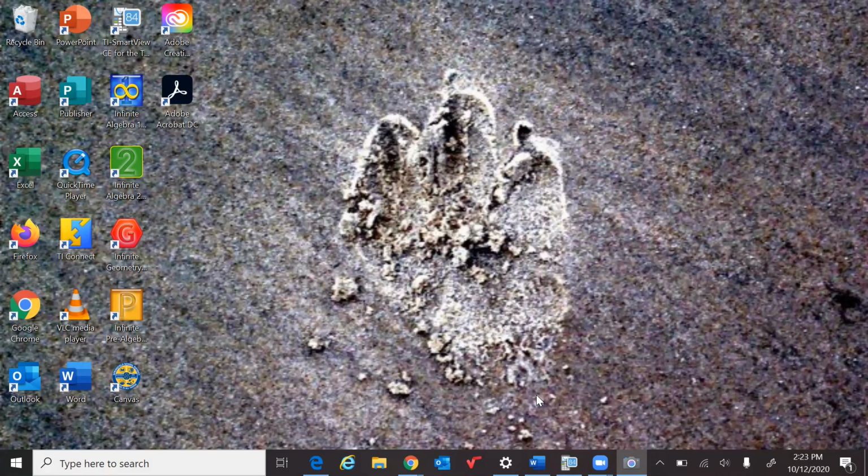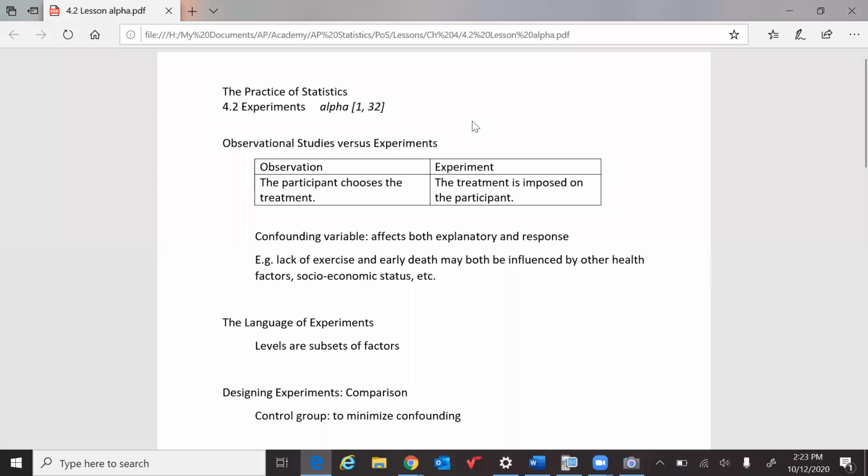This is 4.2 alpha, so we're going here. This is another definition that you're accountable for: the difference between an observation and an experiment. So far, from chapter 3, which was unit 2, we have the definition of R squared, which is the proportion of change in the output that can be attributed to change in the input. You were accountable for that.